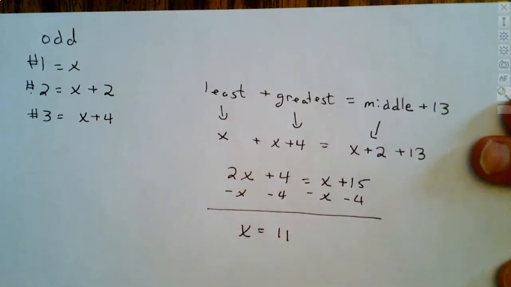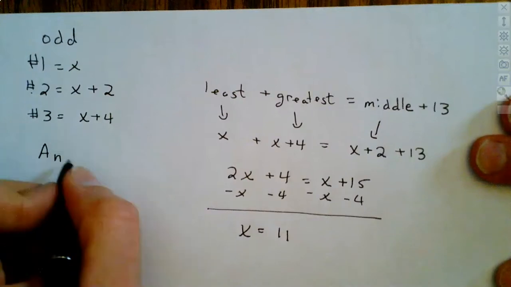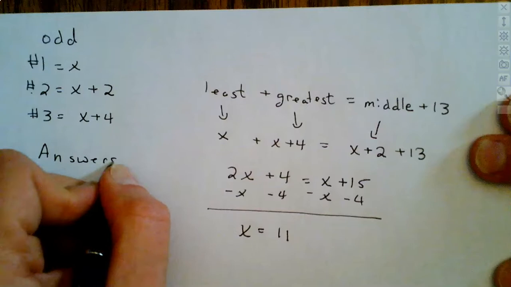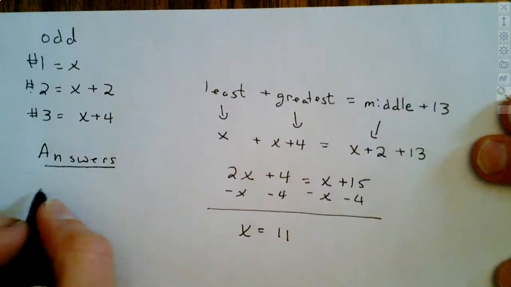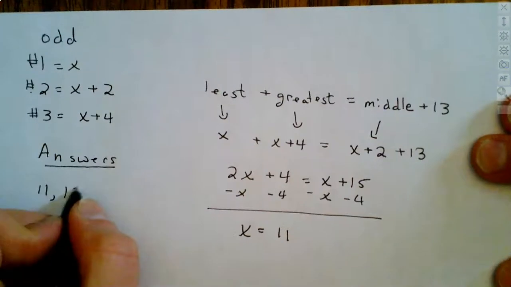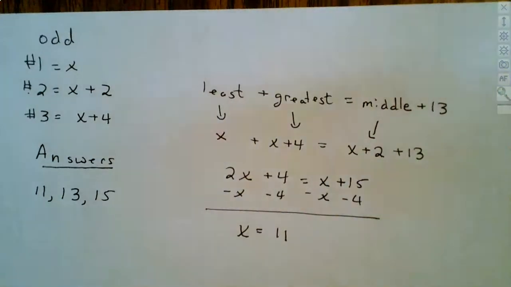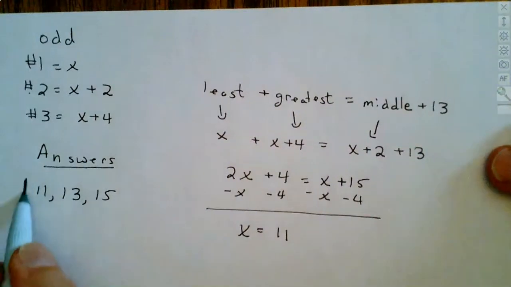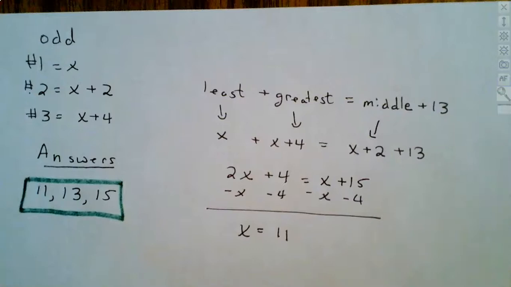So what are my 3 numbers? You have to get all 3 for full credit. Our answers would then be 11, add 2 makes it 13, add 2 makes it 15. So these are our 3 integers, and that finishes up our lecture.